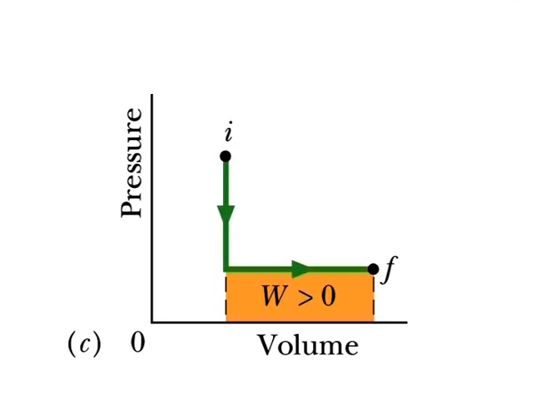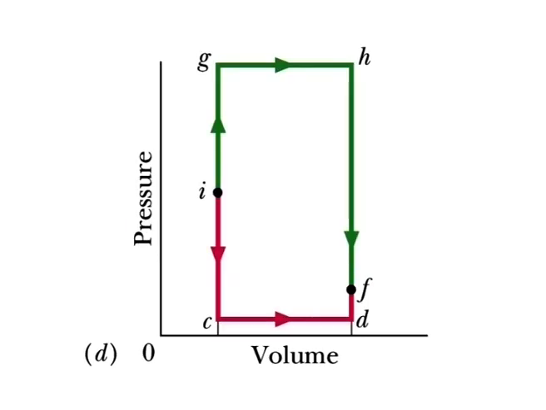Part C of the figure shows a process in which the previous two steps are carried out in reverse order. The work W in this case is smaller than from figure B, as is the net heat absorbed. Part D of the figure suggests that you can make the work done by the gas as small as you want by following a path like ICDF, or as large as you want by following a path like IGHF.